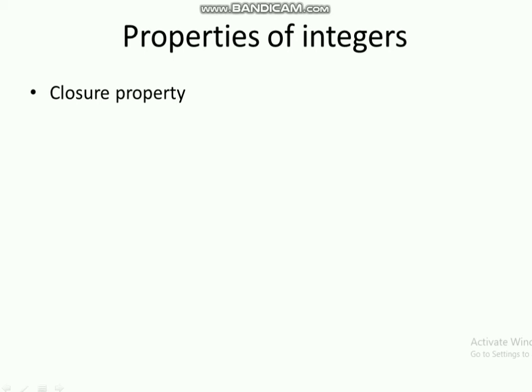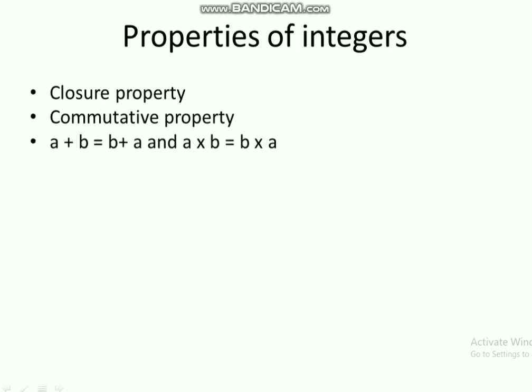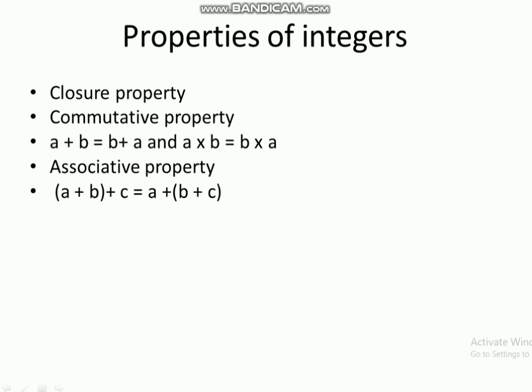The next one is commutative property. For integers, only addition and multiplication are commutative. That means we can add or multiply two integers in any order. That is, a plus b is equal to b plus a, and a into b will always be equal to b into a. It is the same case for associativity. That means we can add or multiply three integers in any grouping. That is, a plus b plus c is equal to a plus b plus c regrouped, or a into b into c is equal to a into b into c regrouped.